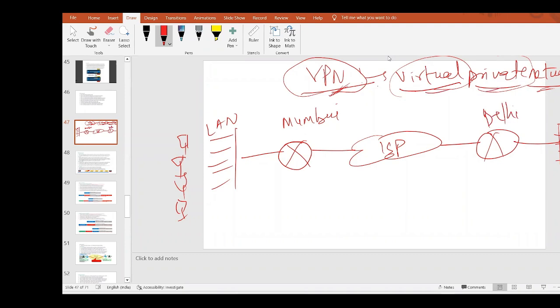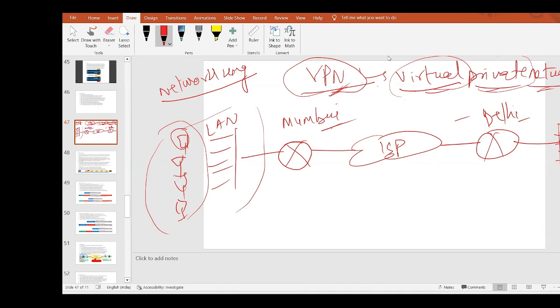So what is VPN, guys? A condition came where there are two different locations. The LAN users are from the same organization, the same company, like I'm giving the name Networking. Networking has one branch in Mumbai and one branch in Delhi, suppose. Some users are sitting in Mumbai, some users are sitting in Delhi. Whatever server is located at the Mumbai branch, those users can successfully access it, right? And the Delhi users can successfully access the servers located on the same Delhi LAN.